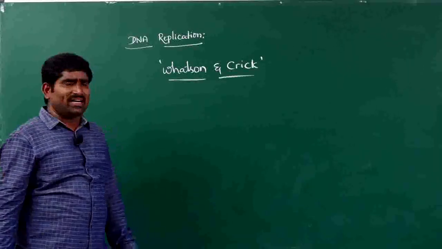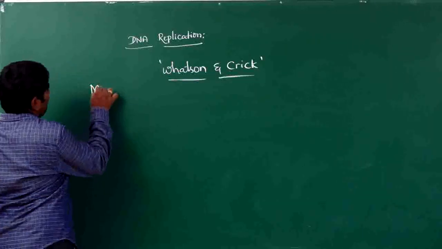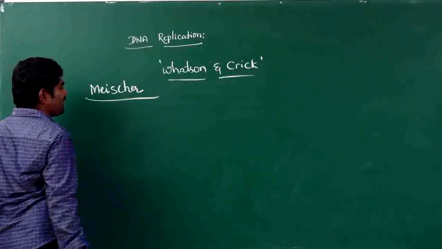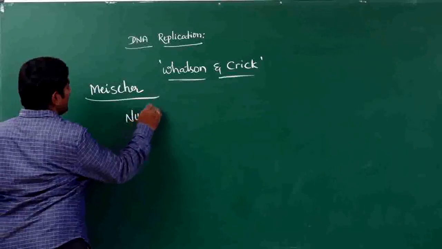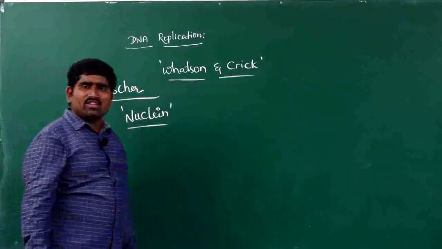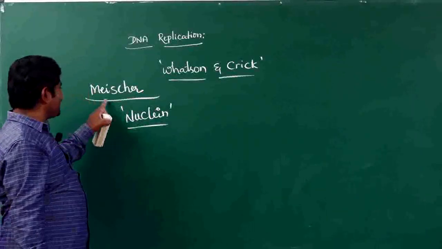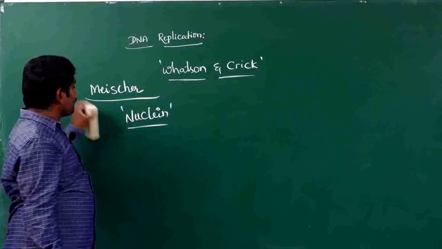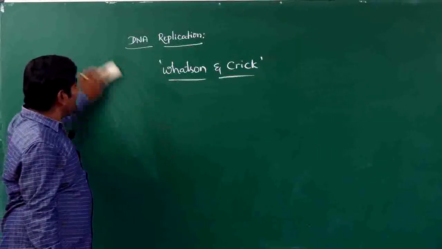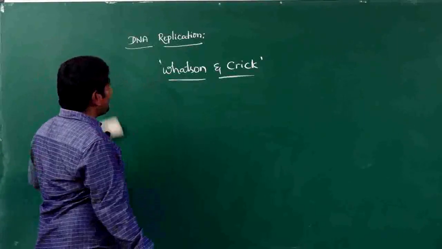Who discovered nucleic acid for the first time? Frederick Miescher. Frederick Miescher discovered nucleic acid for the first time, and he gave it the name nuclein. And the structure of DNA was discovered by Watson and Crick.